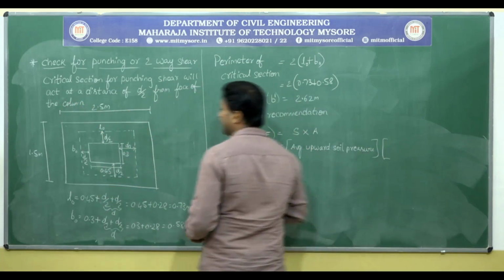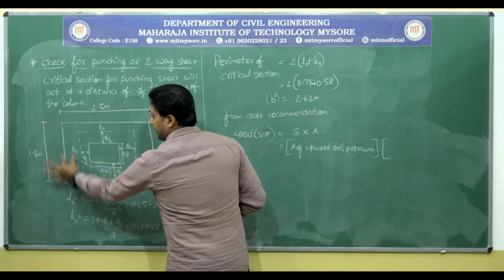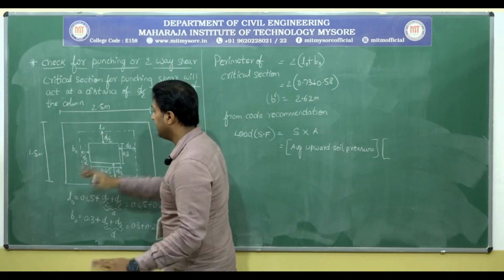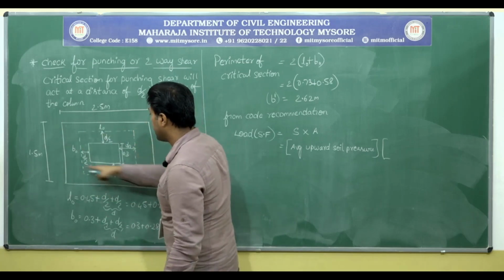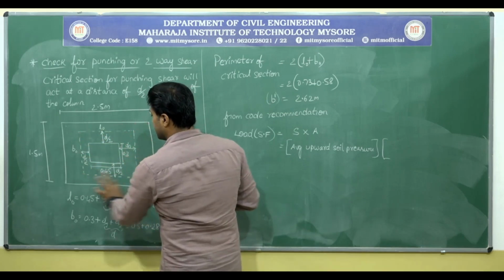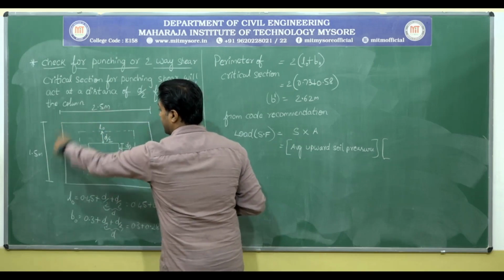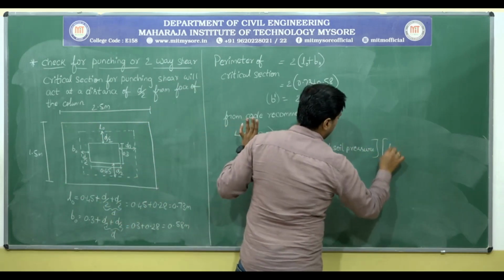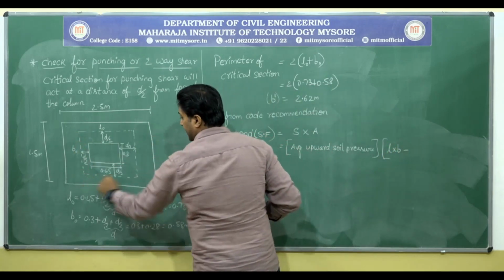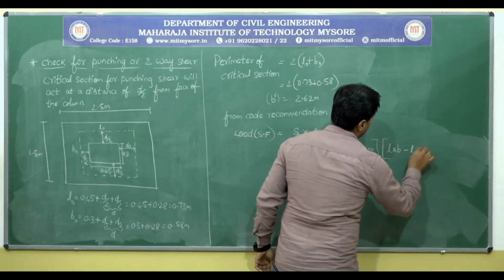How to calculate the area of the critical section? Observe here. This is the area that I am in need of. Don't you think that the overall area minus the area of this critical line, if I deduct this entire thing, I will be left with this particular area? So the overall area, as it is a rectangle, is length into breadth, minus this particular area will give me the remaining area. So it's L naught into B naught.